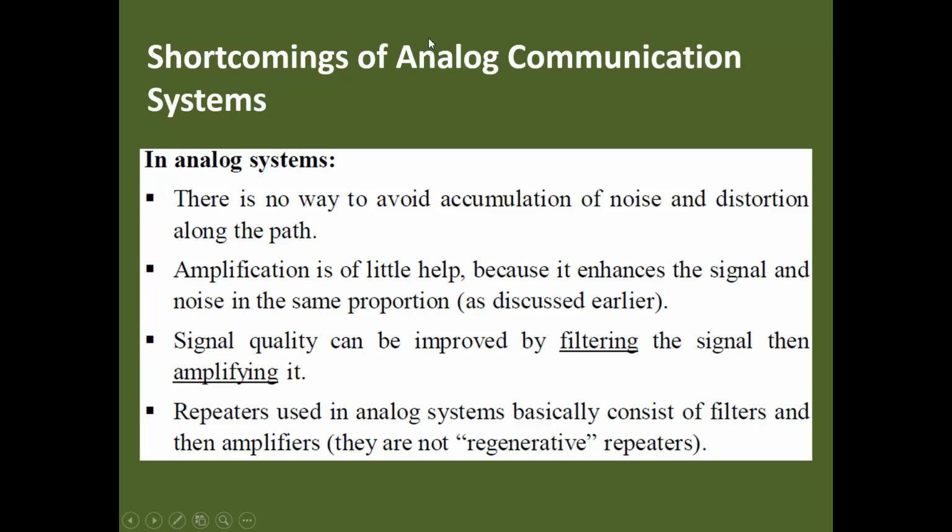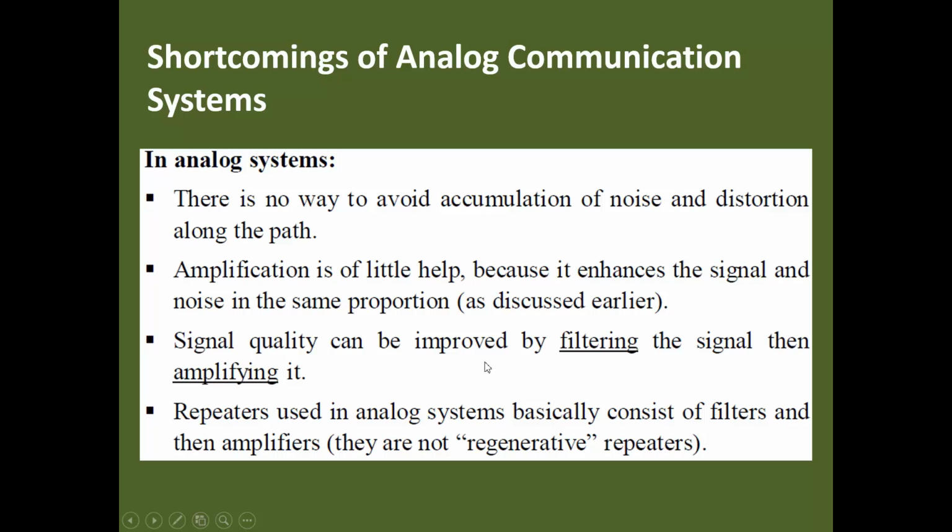Now, these are some of the shortcomings of analog communication systems, what we have discussed till now. Based on that, the listing is done here. So in analog system, there is no way to avoid accumulation of noise and distortion along the path, which we can do using the repeaters in the case of a digital communication system, which is not available in the analog communication system. Amplification is of little help because it enhances the signal. Of course, it enhances the signal, but it also enhances the noise in the same proportion. So the signal to noise ratio remains the same.